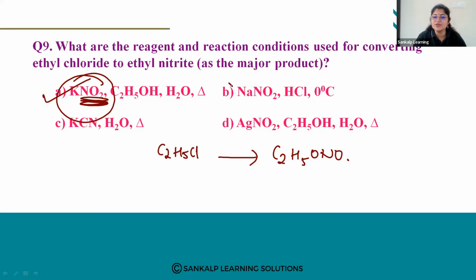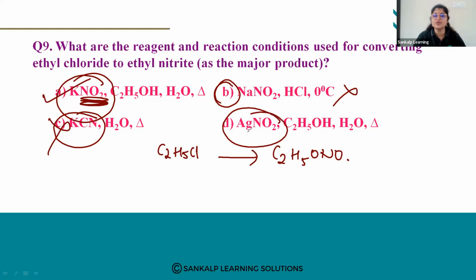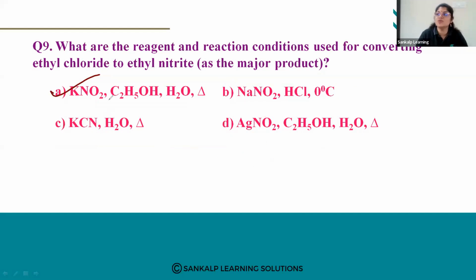So this is a diazotization reaction, so this is not used. KCN: if you use KCN, again it will yield what? It will yield isocyanide, so this is also wrong. Then AgNO2 is not used, because it will not produce nitrite ion in this condition. So the reagent and reaction condition will be option A. Option A is the reaction condition which we can use for converting ethyl chloride to ethyl nitrite.